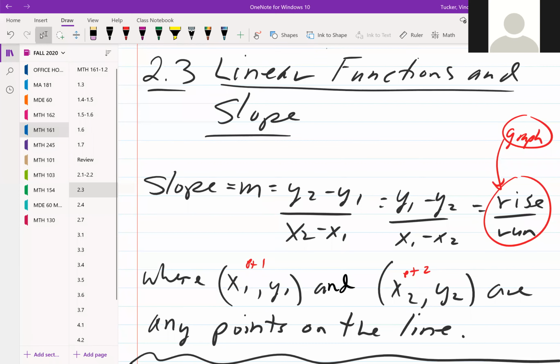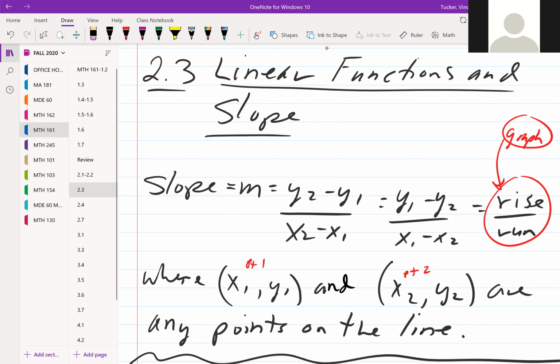So your slope is going to be represented by m. And we will calculate the slope by doing y2 minus y1 over x2 minus x1. Or we can do y1 minus y2 over x1 minus x2. No matter which way we do this, as long as we stay consistent. In other words, if y2 is first on top, it means x2 is first on bottom. Or y1 first on top, it means x1 is first on bottom. Either way you use it, you still should get the same answer.